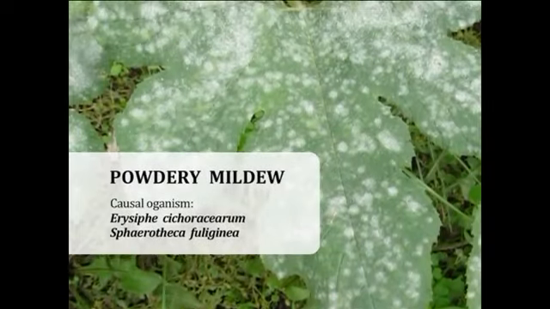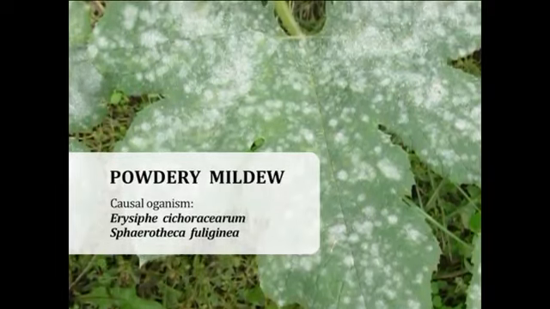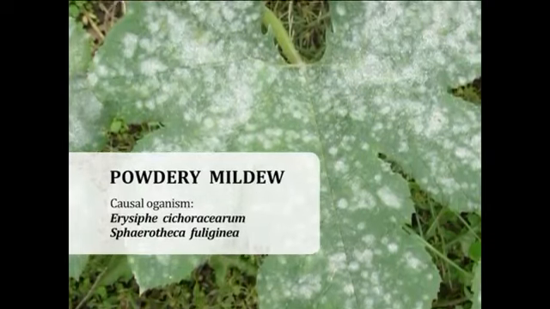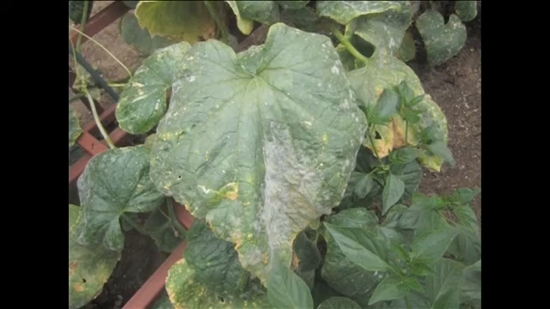Next important disease is the powdery mildew. It is caused by Erysiphe cichoracearum and Sphaerotheca fuliginea. Now coming to the symptoms of the disease. All cucurbits are susceptible to powdery mildew. Symptoms appear as pale yellow spots on stems, petioles and leaves. Infection may occur on the upper and or lower leaf surface.